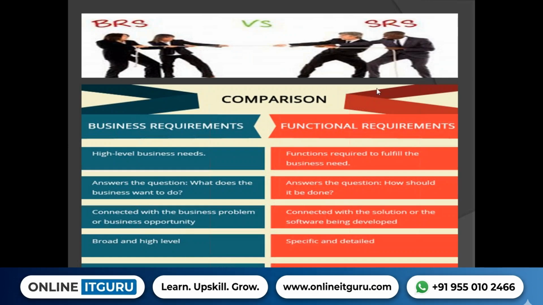When it comes to functional requirements, they are the functions required to fulfill the business needs. They answer the question of how it should be done, and are connected with the solution or the software being developed. These functional requirements are specific and detailed. So business requirements are broad and high level, and functional requirements are specific and detailed, written from the point of view of the system.